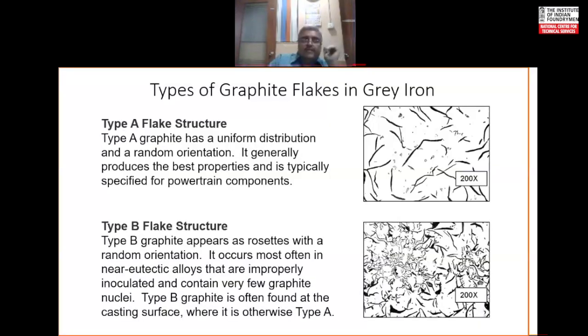Next one is type B flake structure. This appears like rosettes with random orientation of graphite flakes. It occurs often in near eutectic alloys where there is improperly inoculated metal. That means nucleation levels are poor. Because nucleation levels are poor, the graphite nuclei are fewer, so you will tend to have fewer and bigger grains. And the smaller flakes at the center happen because of the undercooling.